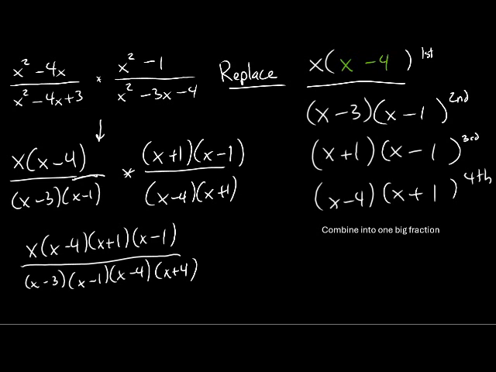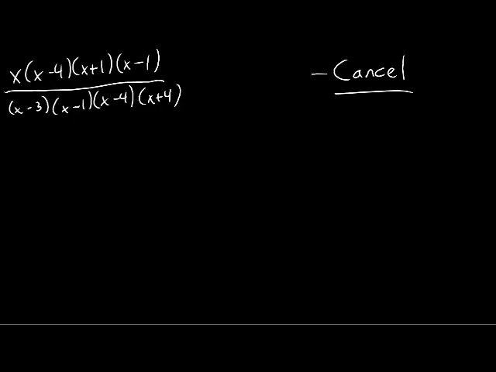Now that we have our big fraction, let's try to simplify this down. If we look on top and bottom, we will see we have an x minus 4. Both of those will cancel when we divide them. We also have x minus 1, which we can cross out as well. Nothing else will cancel because we have no exact matches.